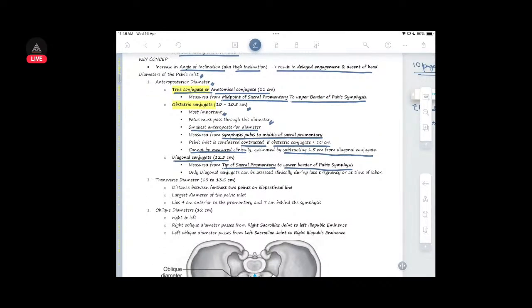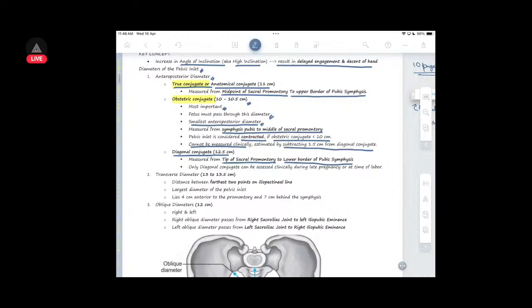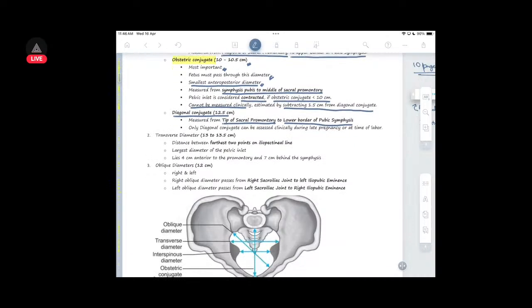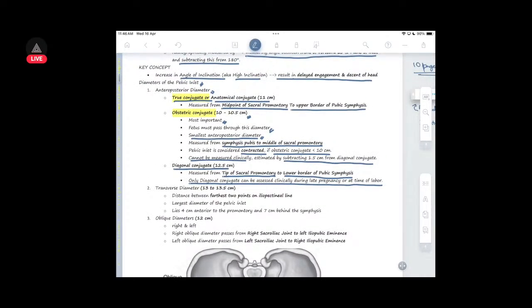The obstetric conjugate is the smallest AP diameter, measured from the pubic symphysis to the middle of the sacral promontory, but you cannot measure it directly. So instead they subtract 1.5 from the diagonal conjugate, from the tip of the sacral promontory to the lower border of the pubic symphysis. Only the diagonal conjugate can be assessed clinically during late pregnancy or at the time of labor. No other conjugate can be calculated.